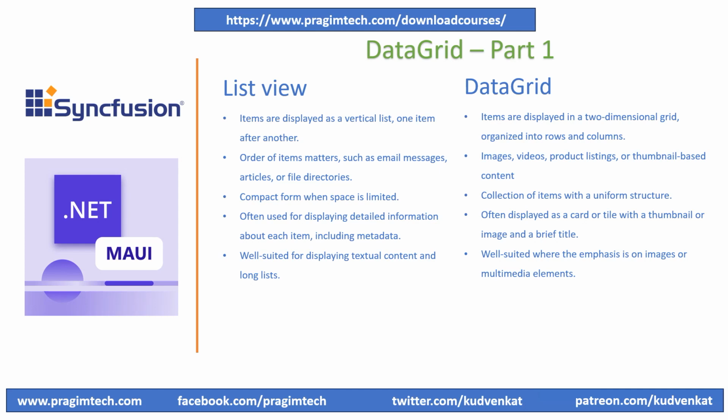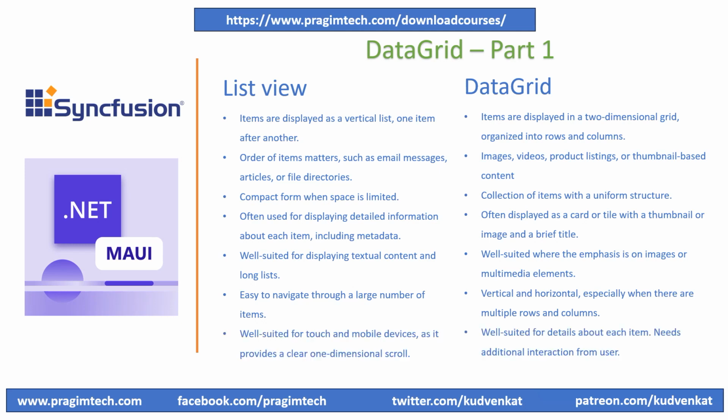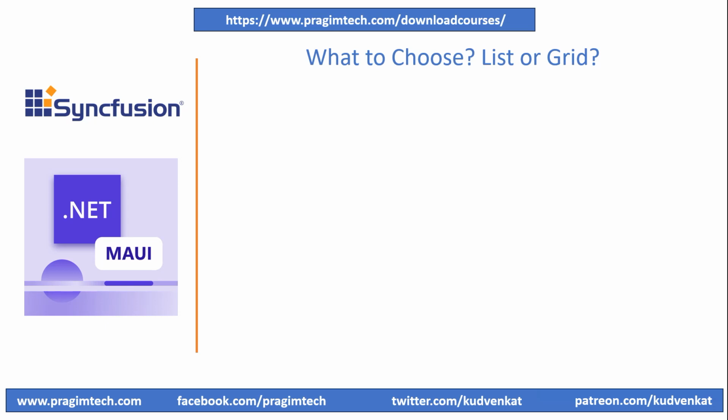ListView scrolling is typically vertical, making it easy to navigate through a large number of items. In DataGrid, scrolling can be both vertical and horizontal, especially when there are multiple rows and columns. List views are well suited for touch and mobile applications as they provide a clear one-dimensional scroll. DataGrids are well suited for displaying visually rich content but may require additional user interaction to view details about each of these items. The choice between ListView and GridView depends on the content and user experience you want to provide.